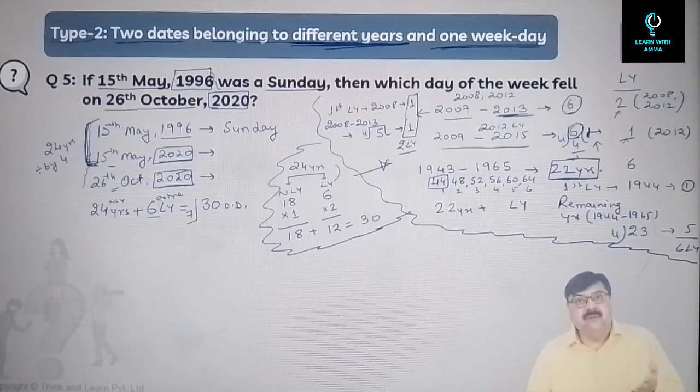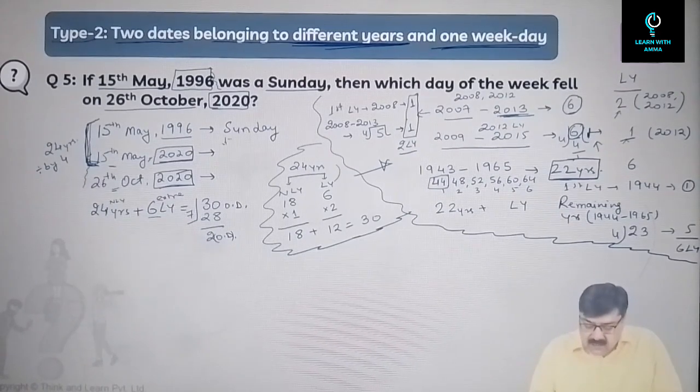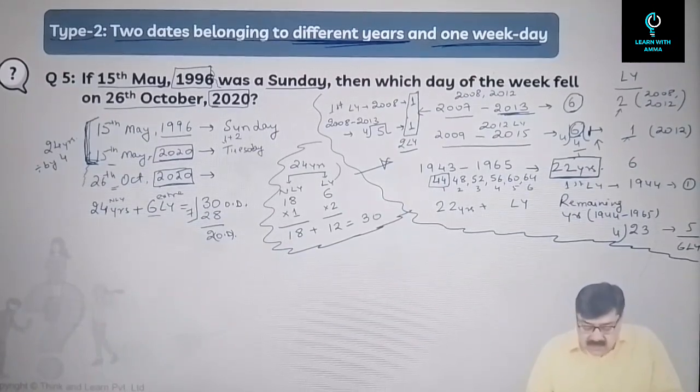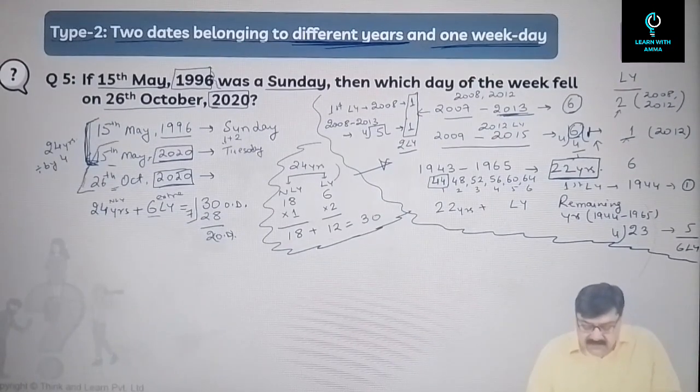If the number of odd days is more than 7, please divide it again by 7 and get the remainder, which will always be lesser than the divisor, which is 7 here. So 28 divided by 7, what we get is 2 odd days. So from Sunday, you go 2 days forward. So we get a Tuesday. So now your question is reduced to the first time.